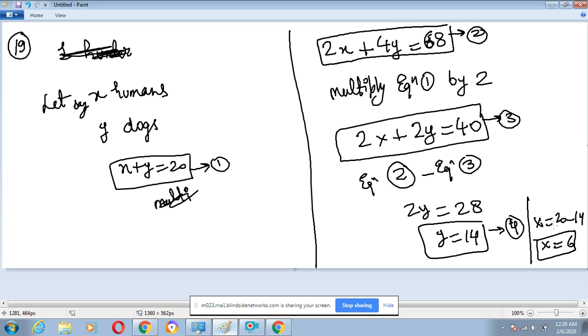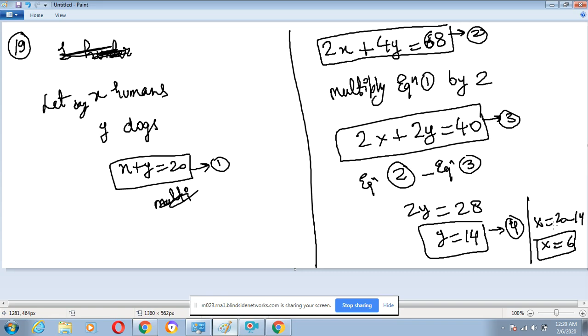The second line says that total legs is 68. Now humans have two legs, so one human has two legs. So x humans will have 2x legs. And one dog has four legs, so y dogs will have 4y legs. Now the second part is solving the simultaneous equations.